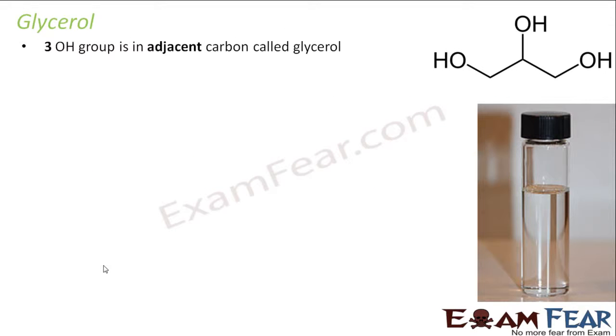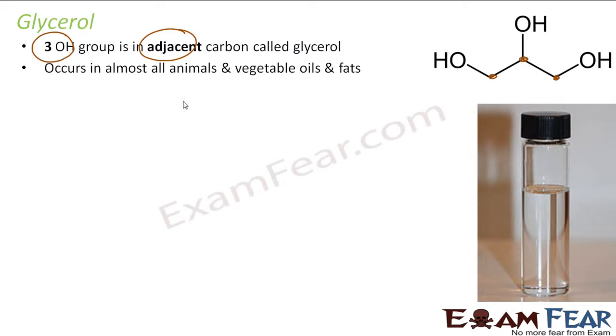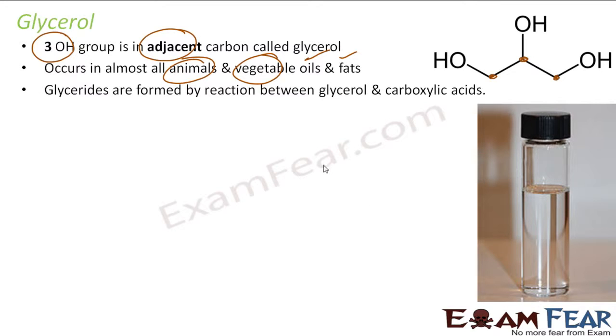So glycerols are nothing but they have 3 OH groups, and please note that they are adjacent. If you see this carbon, this carbon, this carbon, they are 3 adjacent carbons and they have 3 OH groups on the adjacent carbons. Correct? They are there in almost all animal and vegetable oils and fats. They are always there. And they are formed by the reaction between glycerol and carboxylic acids.